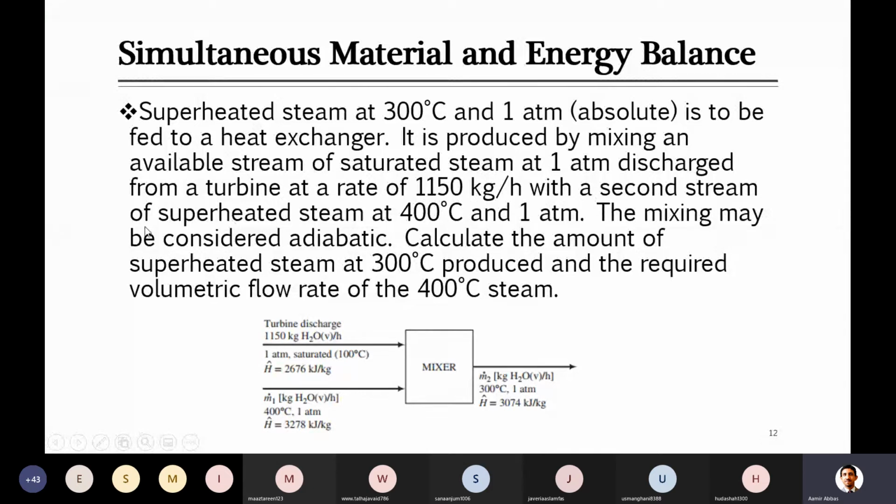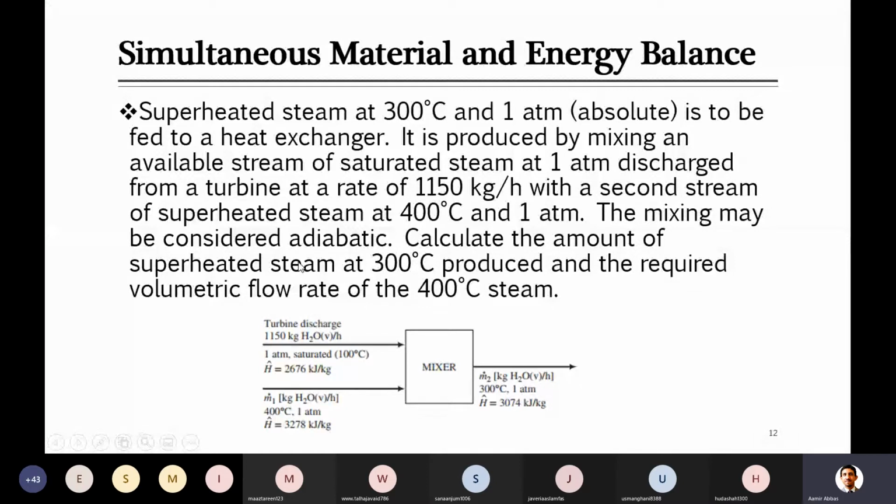With a second stream of superheated steam, we have to mix this stream, which was saturated steam at 1 atm, with the other stream, which is at 400 degrees centigrade and 1 atm. The mixing may be considered adiabatic. Did you get anything from this line? Q is equal to 0. Good. Calculate the amount of superheated steam at 300 degrees C produced.